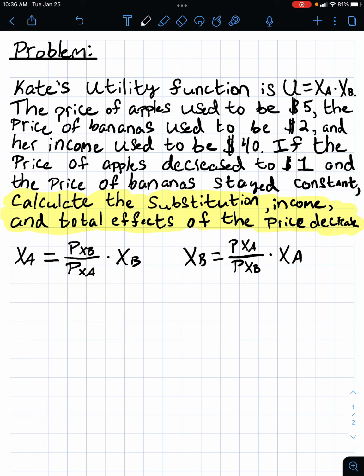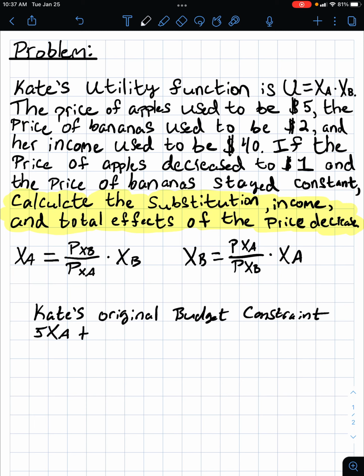Now that we have Kate's demand for x of a and x of b, let's look at Kate's original budget constraint, which is $5 for the price of apples plus $2 for the price of bananas, which is equal to her income of 40. So now let's solve for x of b first.